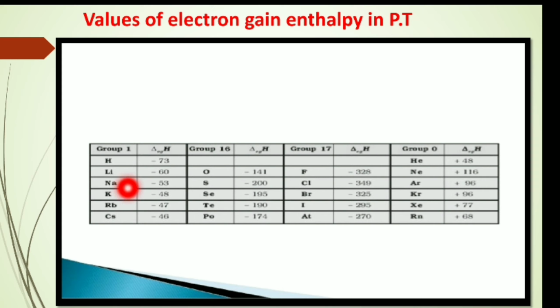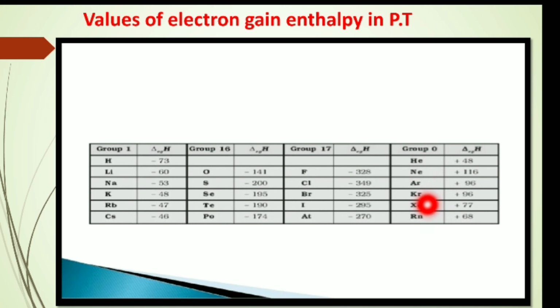So these are some values of electron gain enthalpy. Group 1 elements, alkali metals, show negative electron gain enthalpy. From top to bottom, electron gain enthalpy goes on decreasing, becoming less negative. See here, lesser values. Less negative means approaching the positive value. Then for the oxygen family elements, from top to bottom, electron gain enthalpy decreases. Later on for the halogen family.